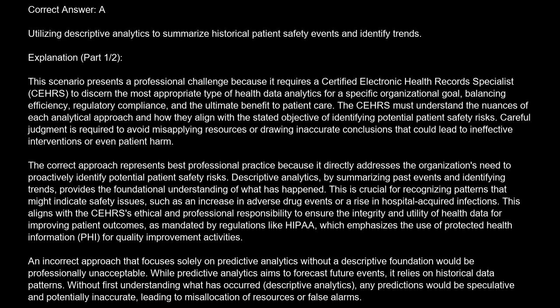The correct approach represents best professional practice because it directly addresses the organization's need to proactively identify potential patient safety risks. Descriptive analytics, by summarizing past events and identifying trends, provides the foundational understanding of what has happened. This is crucial for recognizing patterns that might indicate safety issues, such as an increase in adverse drug events or a rise in hospital-acquired infections. This aligns with the SAER's ethical and professional responsibility to ensure the integrity and utility of health data for improving patient outcomes, as mandated by regulations like HIPAA, which emphasizes the use of protected health information for quality improvement activities.